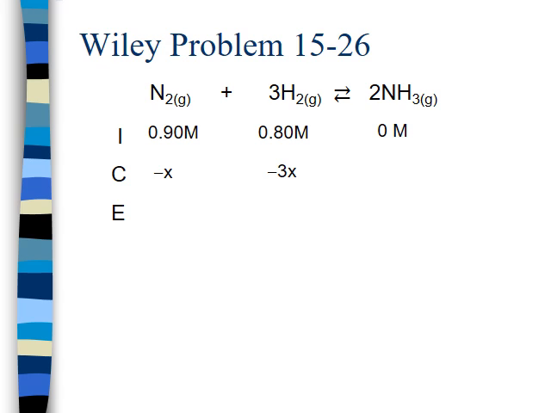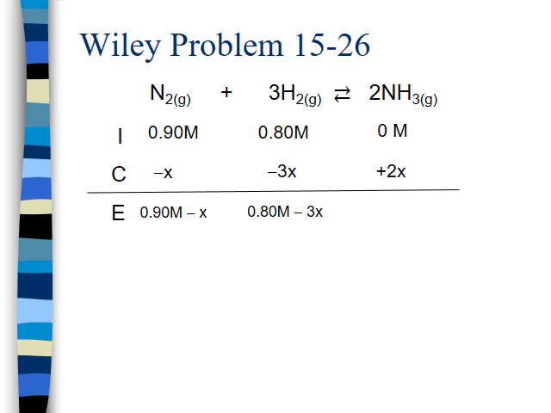Based on the equation, if 1 mole of nitrogen goes away, then 3 moles of hydrogen will. So under the hydrogen column, we're going to say minus 3X. Then for the ammonia, we're going to say plus 2X. We add up together the initial and the change. That gives us the equilibrium values. And we've now filled up our ice table.